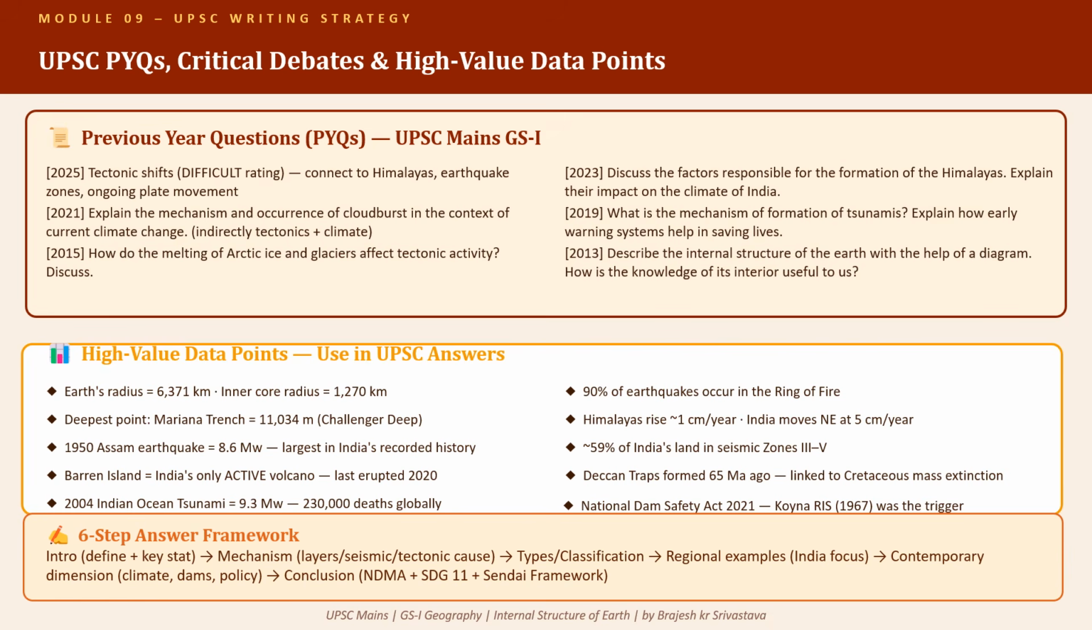Step 5. Contemporary dimension, climate change and glacial lake outbursts in Himalayas, RIS from dams, urban vulnerability, Dam Safety Act 2021, recent earthquakes. Step 6. Conclusion, NDMA plus Sendai framework plus SDG 11 and SDG 13. End with a forward-looking sentence.